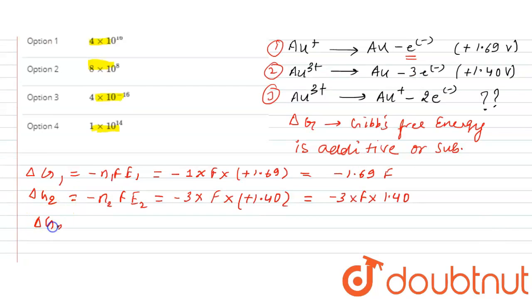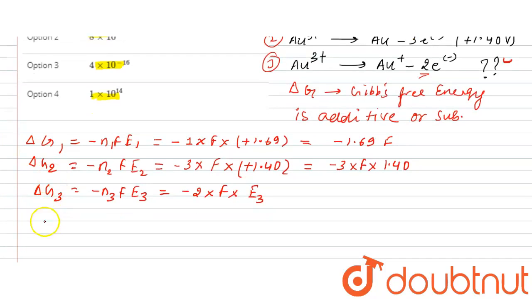Now the value of delta G3 is minus n3 into F into E3, right? We know that in the last equation, the change in electron is 2. So we can say it is minus 2 into F into E3, which we don't know. We need to calculate the value of this standard reduction potential.